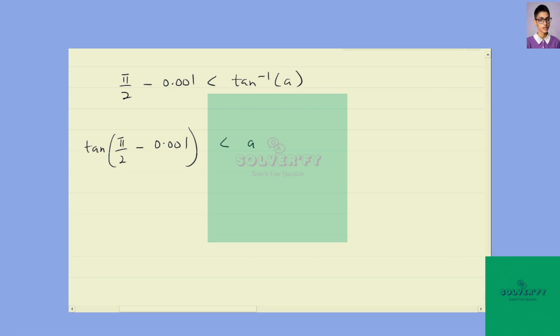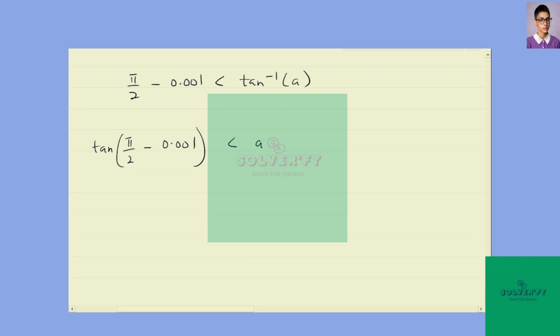And the whole of this gives us 1000. So it means that a should be greater than 1000. If we evaluate the whole of this, it's 1000 almost.